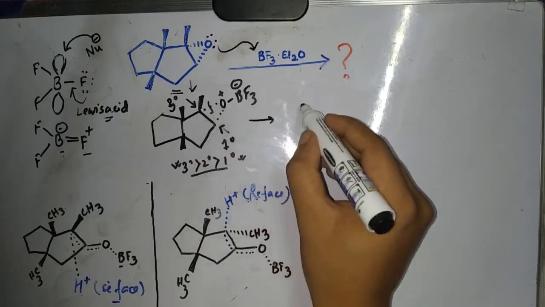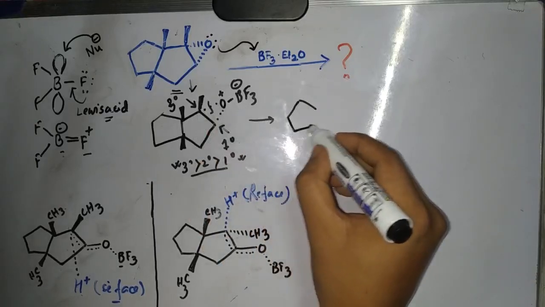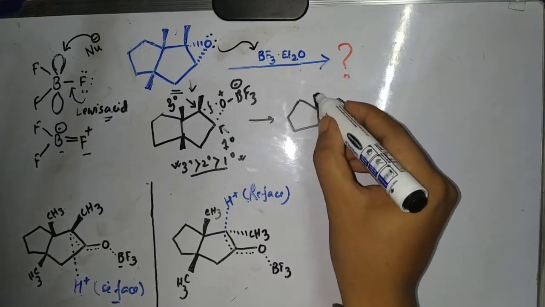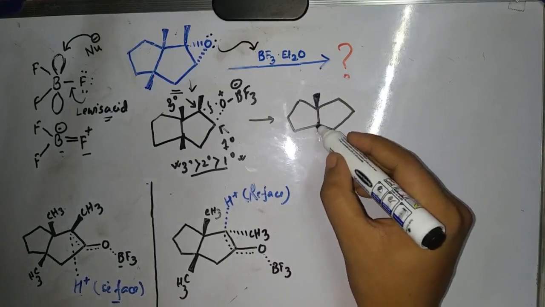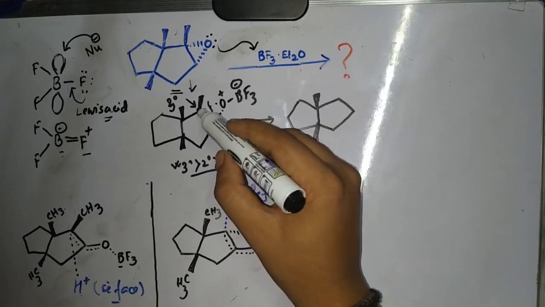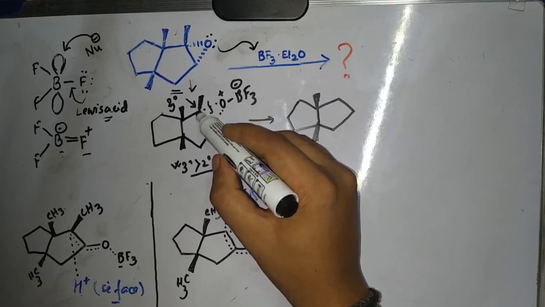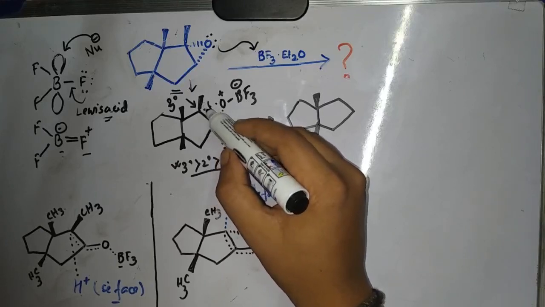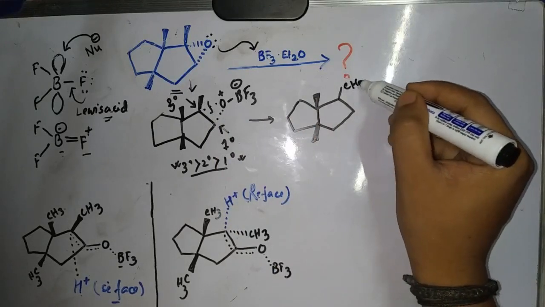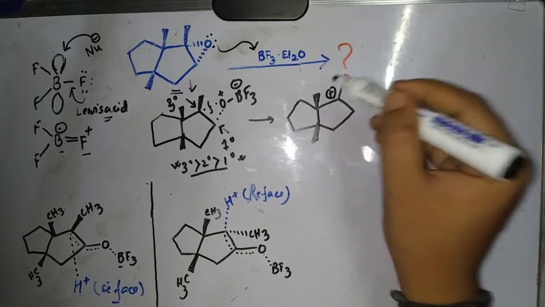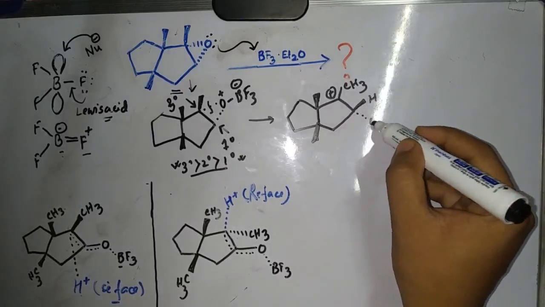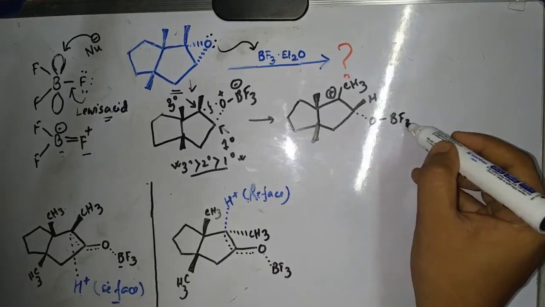So guys, this will form. These 2 methyls will be in the above bond, and here you can see this CH3 is there. The center was sp3 hybridized, but after breaking this bond the carbocation will form and it will be sp2 hybridized, and there will be no stereochemistry. So this carbocation will form, and here the hydrogen will be in the above bond, and this oxygen will come with BF3 minus.